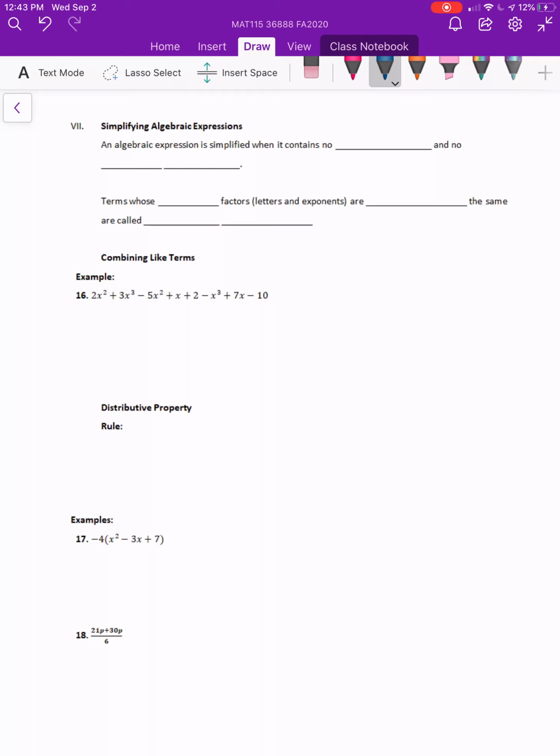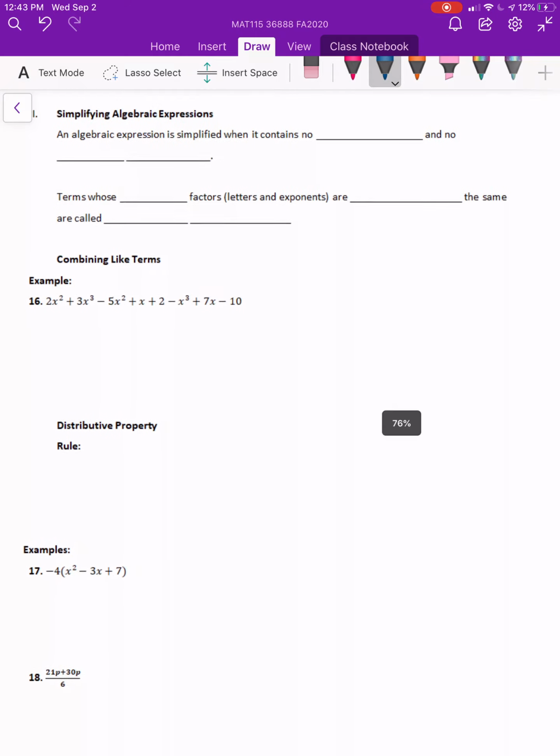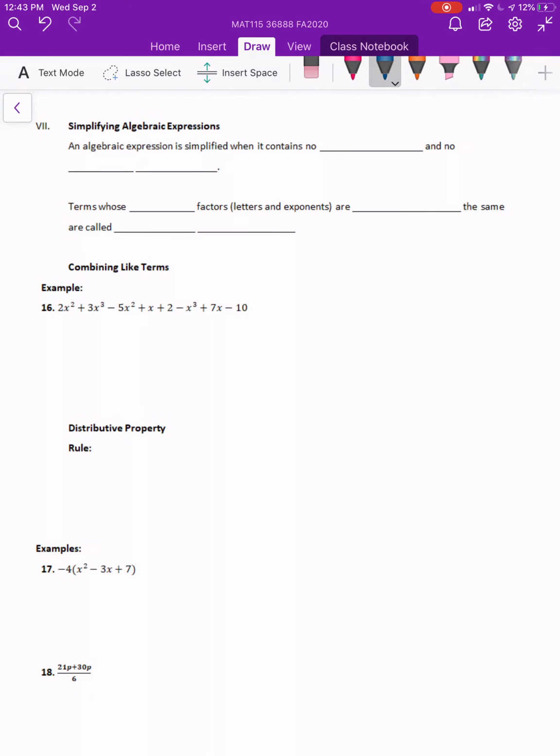Hi guys, so here is some notes. I thought you guys might benefit from having some verbal notes instead of just seeing them written down in OneNote for the next sections. I needed just 10 more minutes to get through this, so hopefully this will help you guys. Where we left off in class was we were simplifying algebraic expressions.